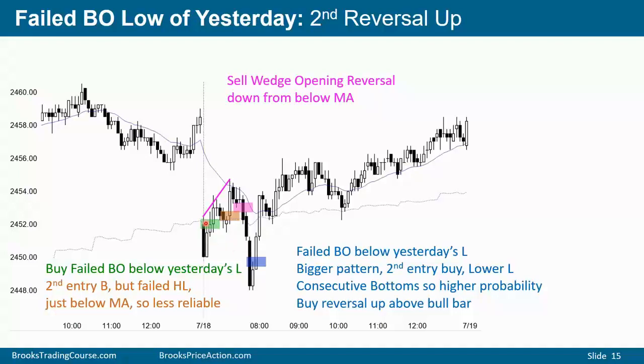The bulls take the reversal up here and here. The bears sell the reversal down below that bear bar or a second entry short here. At this point, we have a lower low major trend reversal, pretty good rally, and a higher low major trend reversal, a reasonable buy, a wedge higher low. 1, 2, and 3.